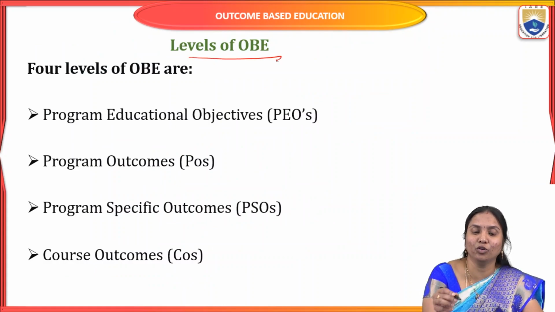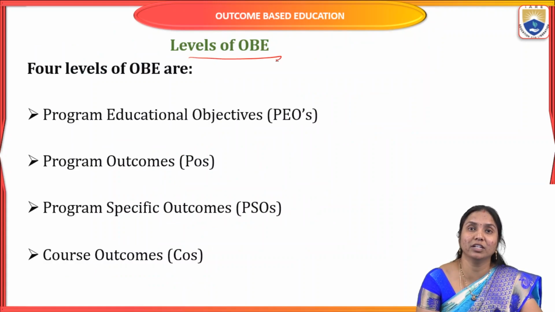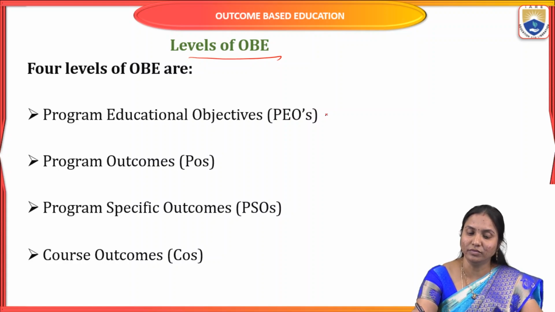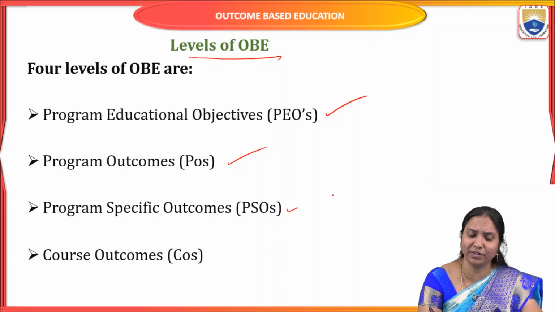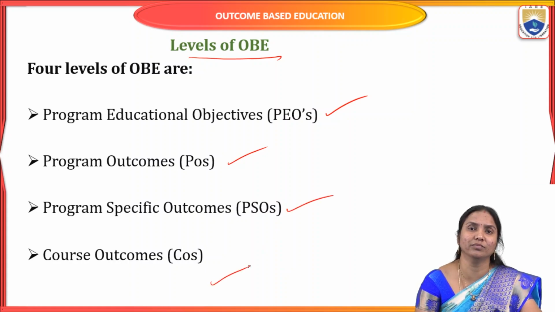What are the levels of OBE? There are 4 levels of OBE: program educational objectives, program outcomes, program specific outcomes, and course outcomes. Your program is a BTech degree or UG course, PG course and MTech. So these are the programs.